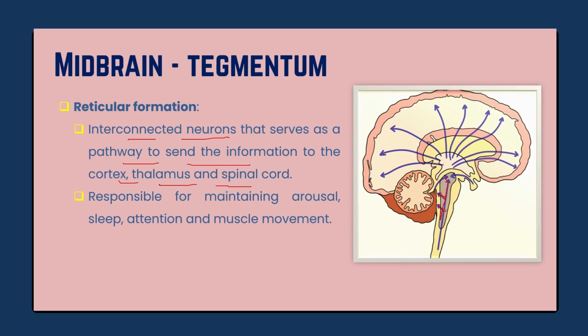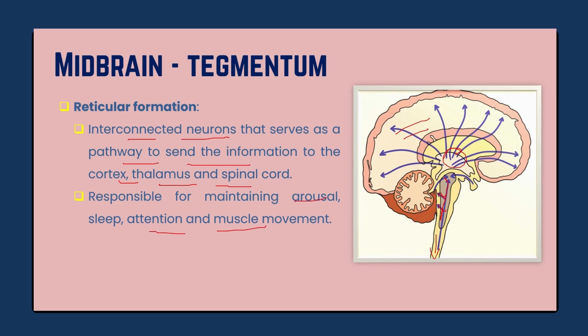It's just interconnected neurons. And what does it do? It relays information between your cortex, thalamus, and the spinal cord. This would be the cortex. This would go down to the spinal cord, right? And thalamus is here, right? And it is responsible for maintaining arousal, sleep, attention, and muscle movement.